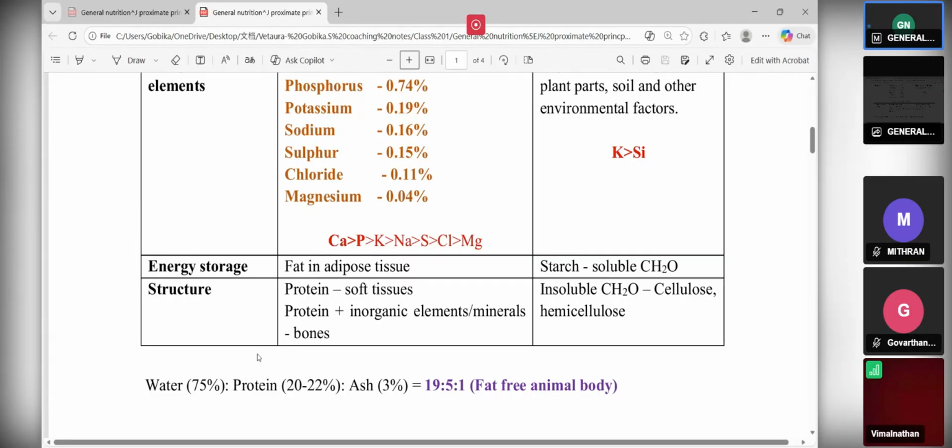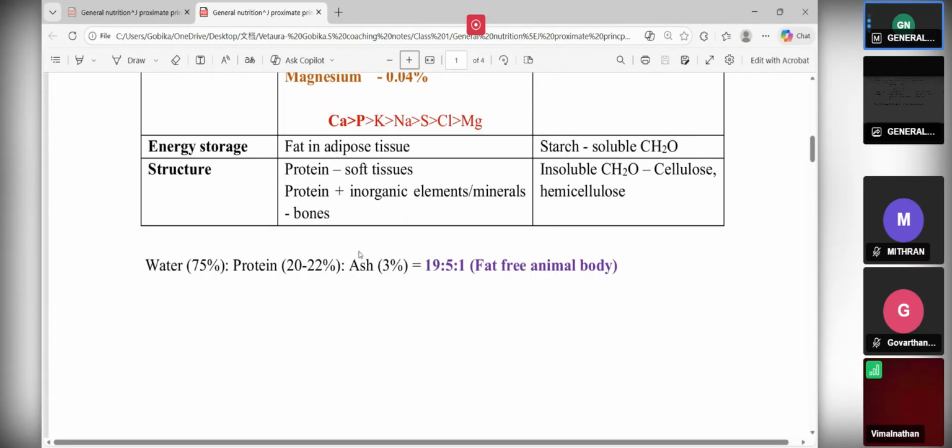Coming to structure, the animal body structure is mainly composed of protein present in the soft tissues, and then protein combined with inorganic elements or minerals, which we discussed previously, will form the bone. So bones and the soft tissue will form the structure of the animal body. Coming to plant structure, it is mainly made up of insoluble carbohydrates, for example cellulose and hemicellulose, and also lignin, but lignin is not a carbohydrate. These will form the structure of the plant body.